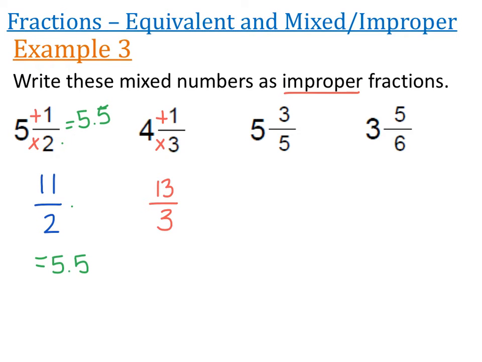All right. The next one we've got is 5 and 3/5. So again, we times by the bottom and add the top. 5 times 5 is 25, plus 3 more is 28. So 28 fifths. And 3 and 5/6, we times by the bottom and we add the top. 3 times 6 is 18, plus 5 more is 23.